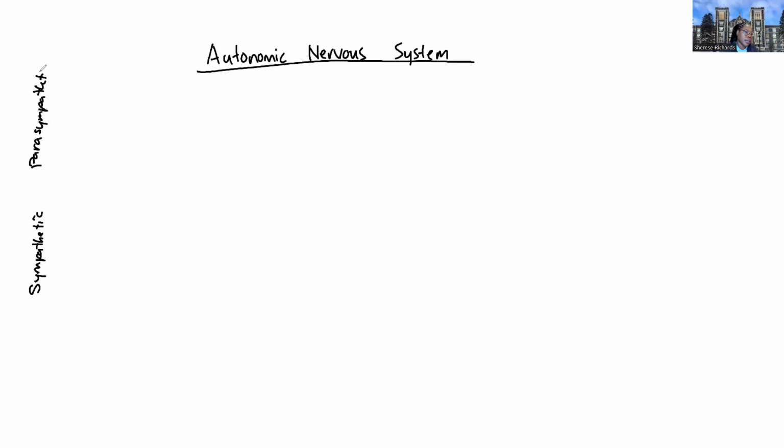Autonomic nervous system. And we talked about the two different divisions here. So we're going to look at them separately. We have the sympathetic. We have the parasympathetic. And then we're also going to talk about the somatic and how that compares.